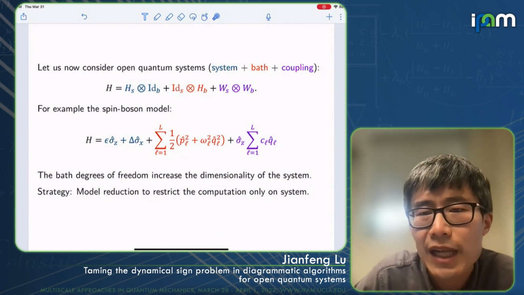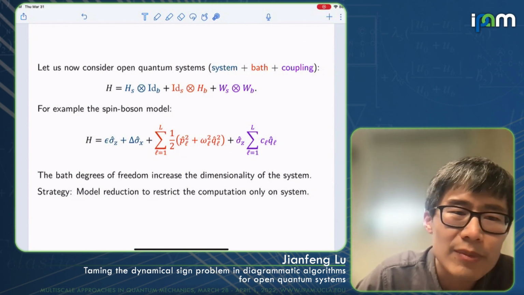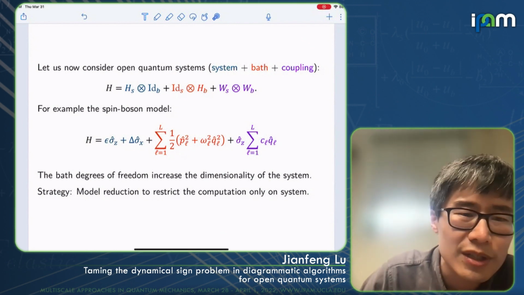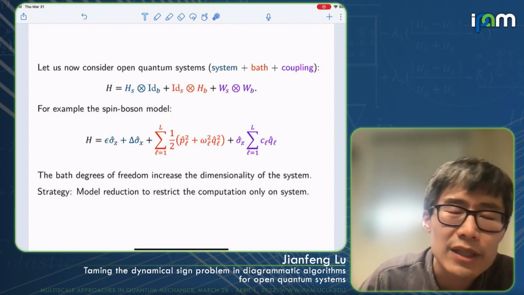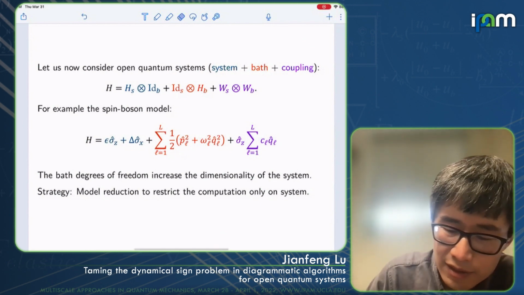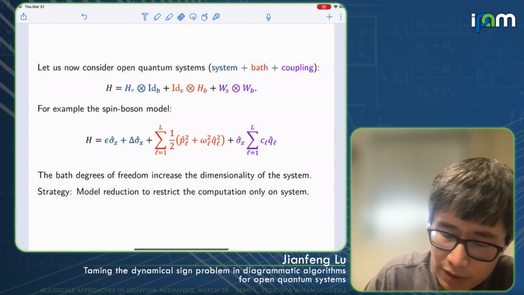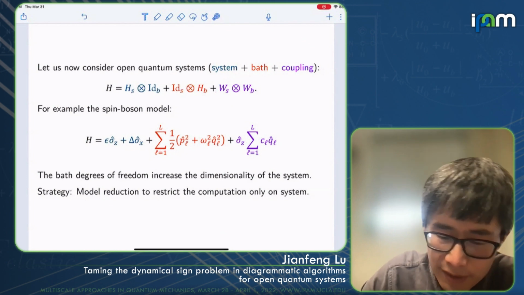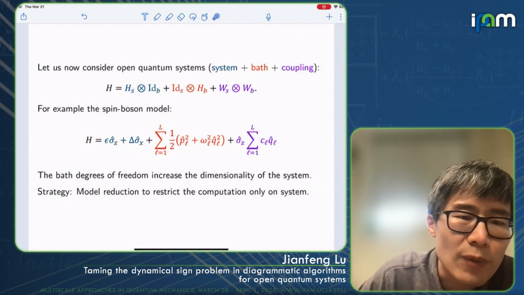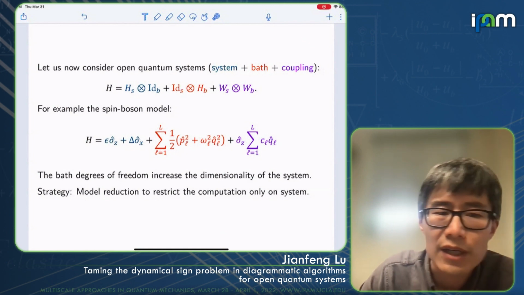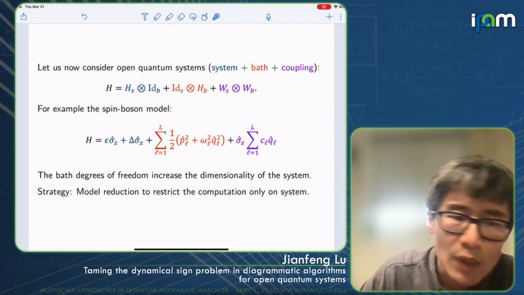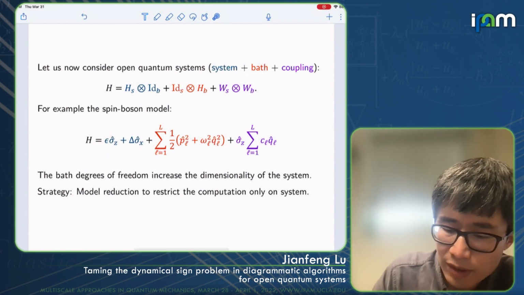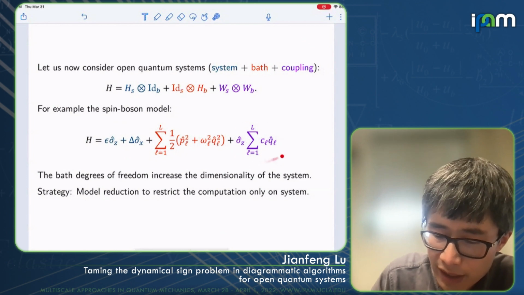I'm thinking about dynamical problems for open quantum systems. The usual model is that you have a system and a bath, and there's some coupling between them. Written as a Hamiltonian using tensor products, it is given by the system part, the bath part, and the coupling between the system and bath. If you want a concrete example in mind, you can think of the celebrated spin-boson model, where the system is just a two-level system, and the bath is a bunch of harmonic oscillators, coupled in a linear way.